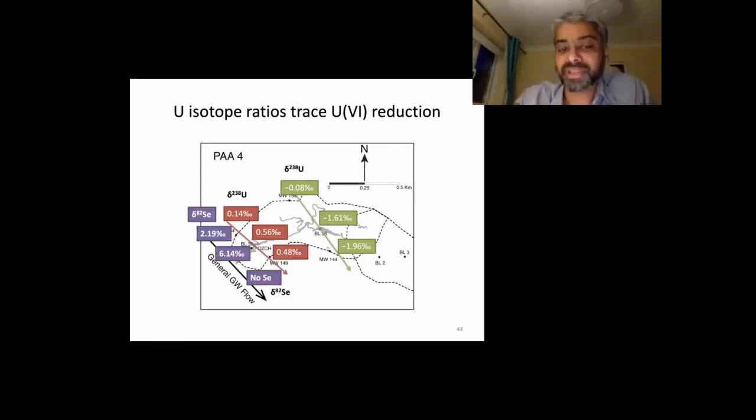Now, this is where selenium isotopes come in very handy. If you look at selenium isotopes, they show a huge fractionation from 2 per mil to 6 per mil. And by the time you collect groundwater samples from the downgradient, there is no selenium detectable in the sample. So selenium is gone. This means that this is not really oxidized, but it's very close to selenium reduction, which is right above uranium reduction in terms of Eh.